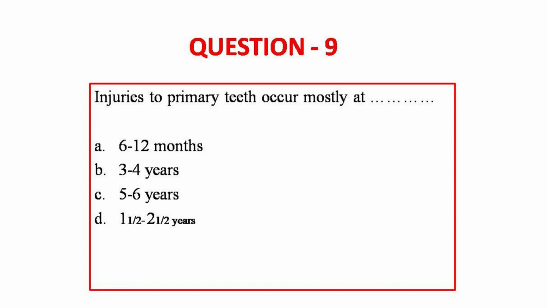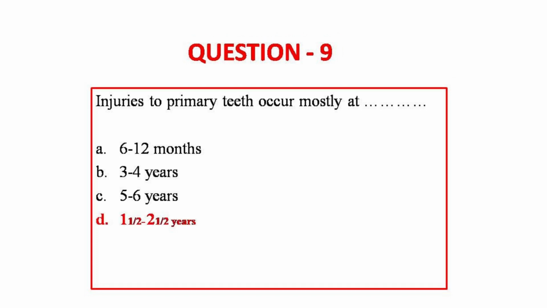Injuries to primary teeth occur mostly at, they've given us 4 options: 6 to 12 months, 3 to 4 years, 5 to 6 years, 1.5 to 2.5 years. The answer to this question is 1.5 to 2.5 years.